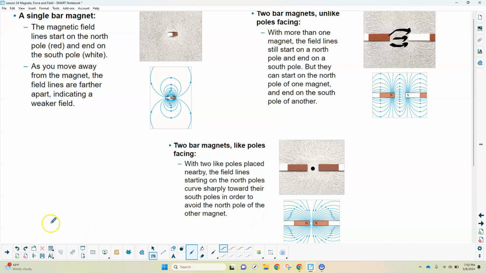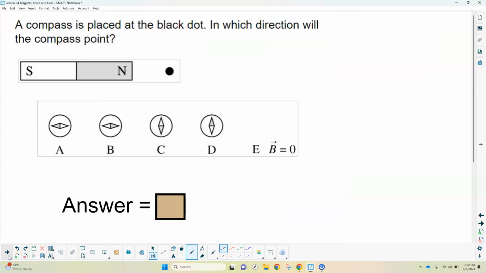Okay, so hopefully that drawing or looking at magnetic fields makes sense. So let's try a question or two to see how we're doing with it. Okay, so in this first question, it says a compass is placed at the black dot. And a compass is basically just a magnetic field indicator. So it's like a magnetic material.